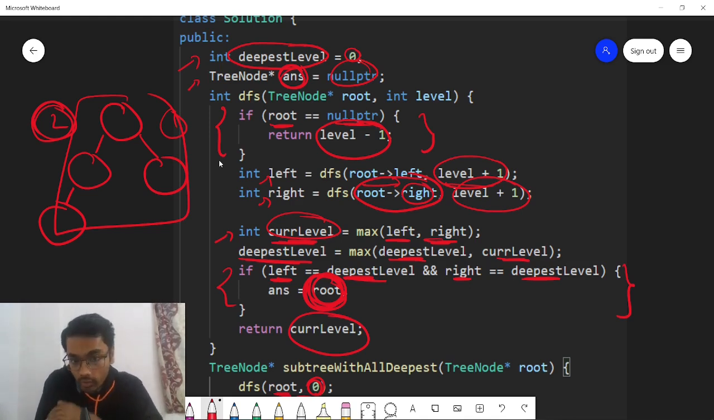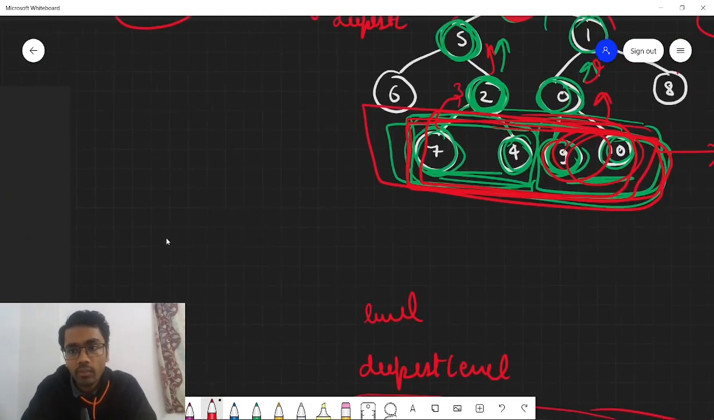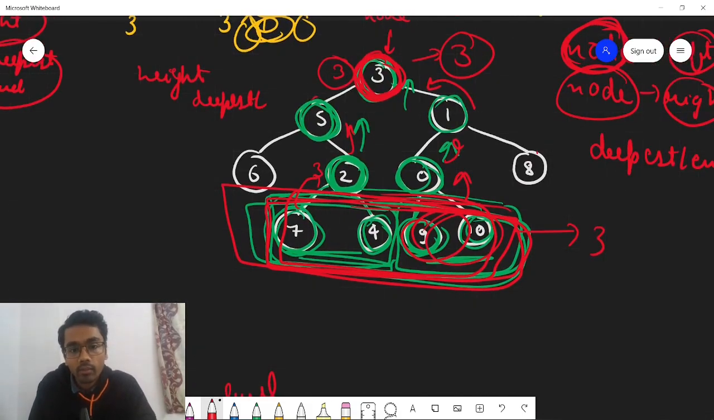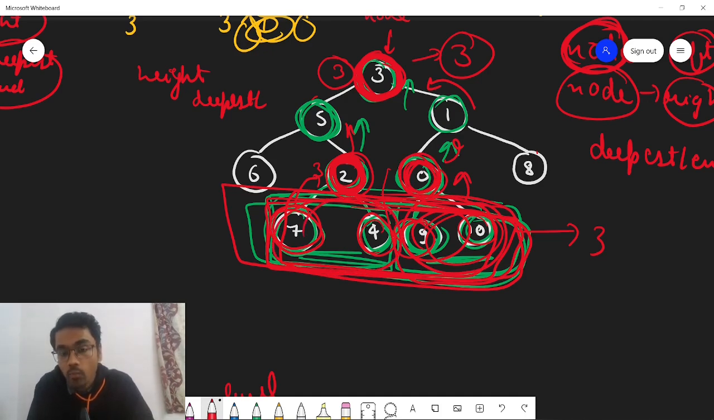Now this answer can be this particular root. I am not saying that this will be the answer only, because in the example we have seen, in this particular example where we have 7, 4, 9 and 0 as the deepest nodes, when we were here at 2, we will think that okay, 2 is our answer. Again, when we were here at 0, we will think okay, 0 is our answer. But when we reach 3, when we are returning from the recursion part, when we are returning from the DFS calls, then this 2 realizes there were a few more deepest nodes, and this 0 realizes there were a few more deepest nodes.